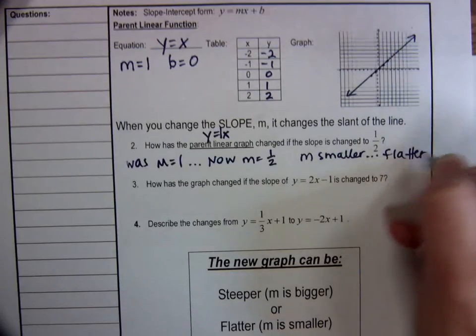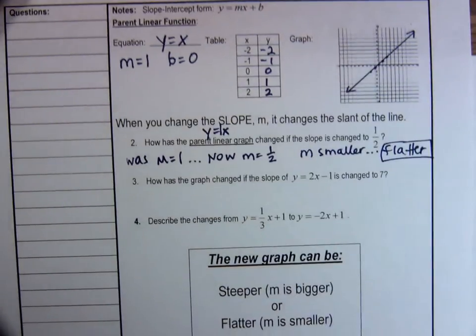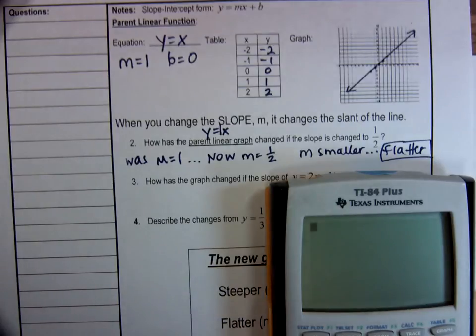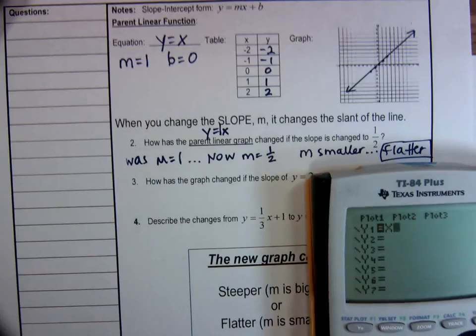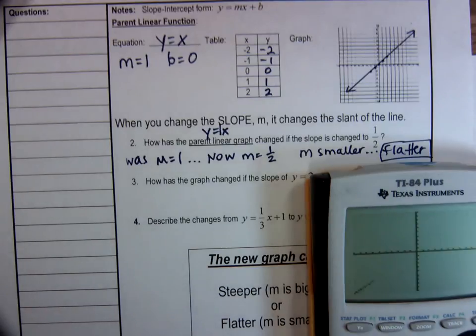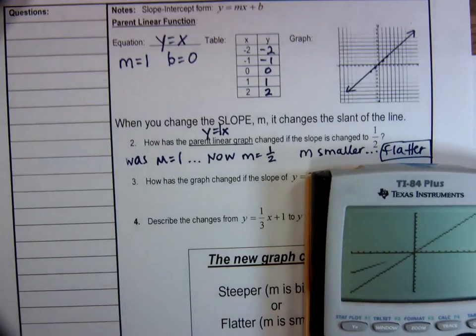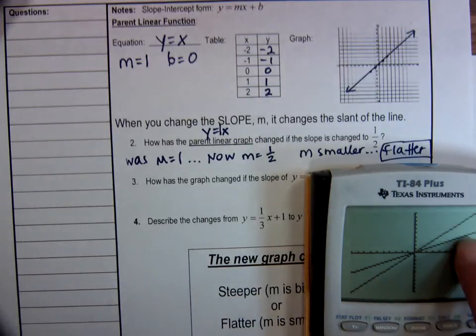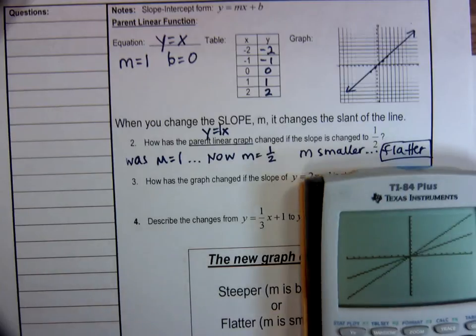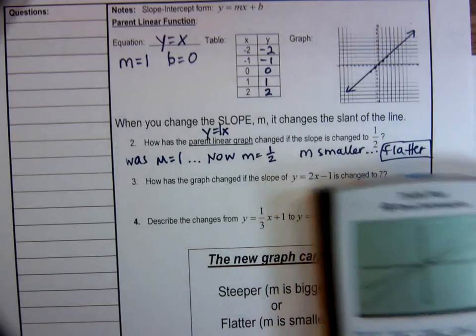And we can look at that in our calculator too. If we were to type in just y equals x, that's our parent linear function, and then on the next one, let's type in 1/2 x. The first one that it draws is the parent linear function. The second one that it draws is y equals 1/2 x, and notice how the second one got flatter than the first one. So we can see that it got flatter based on the calculator picture as well.